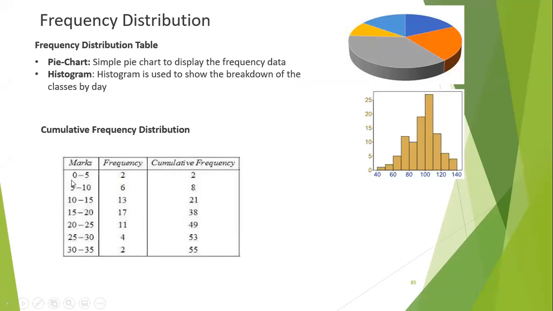I just want to show you. For example, 0 to 5, I have a frequency of 2. 5 to 10, I have 6. When you take a cumulative, we are considering 0 to 10 together, that is 2 plus 6 becomes 8. So we call that a cumulative distribution. This will be helpful when you are doing the Pareto analysis, right? Usually we used to do this one.